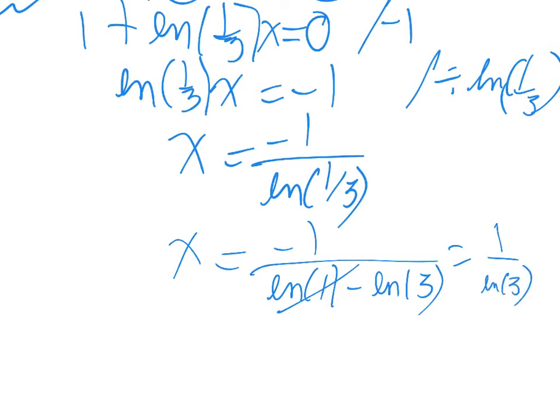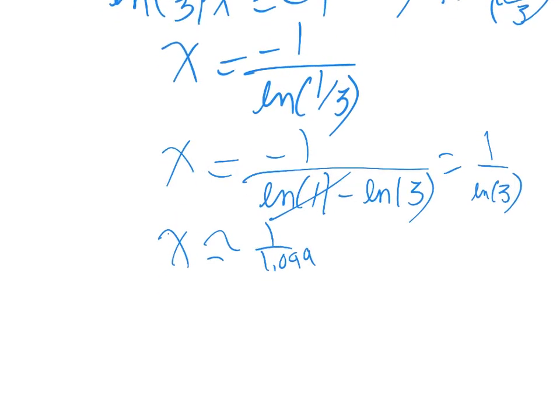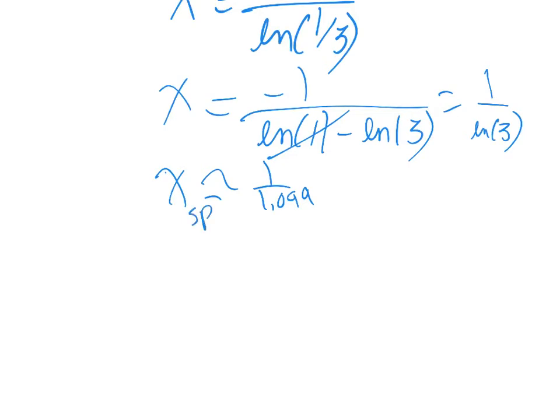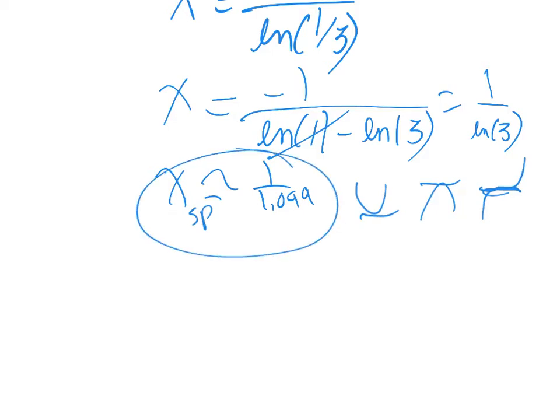So what does that equal? Well, we could use a calculator and figure it out, but I think we know what ln 3 is. It's 1.099. So if we look at that, x is approximately 1 divided by 1.099. And that's going to be our stationary point. So what we want to know is, do we have a min? Do we have a max? Or might we have a saddle point? It's one of those. And 1 divided by 1.1 is basically somewhere above 0.9.